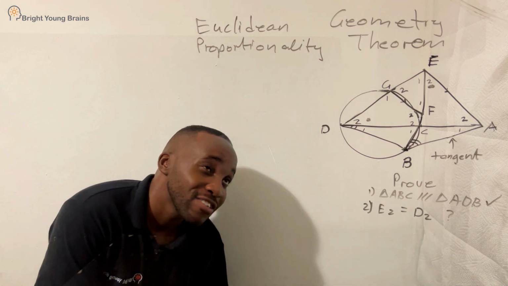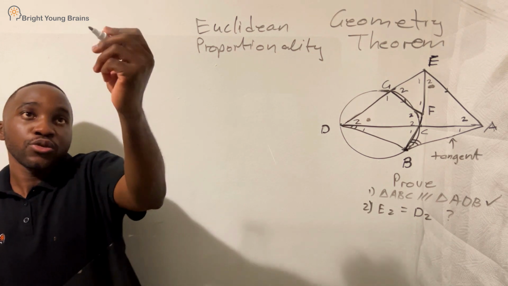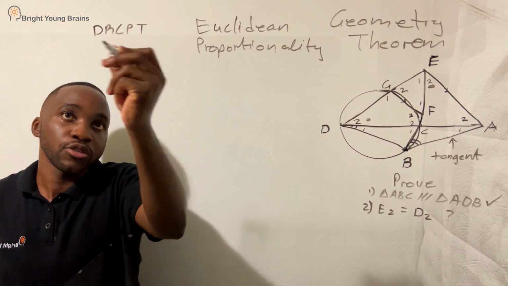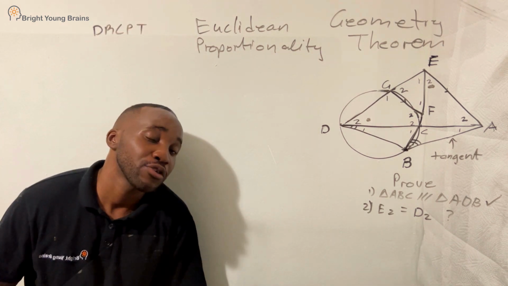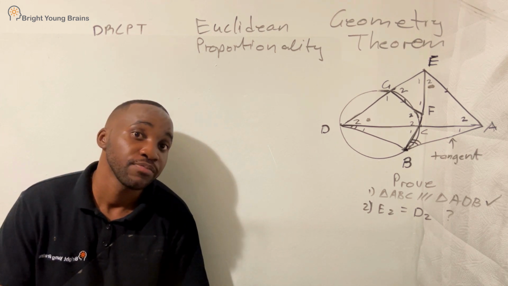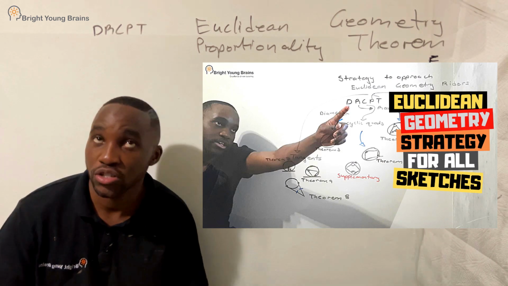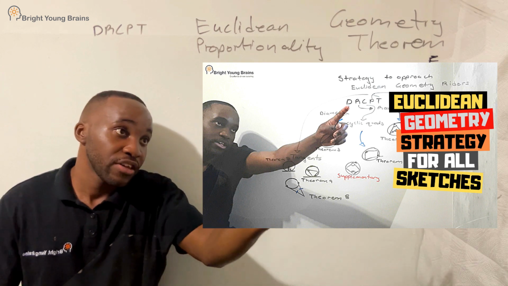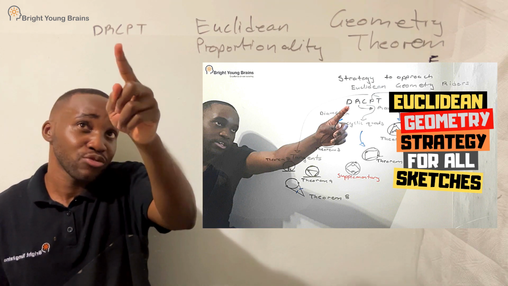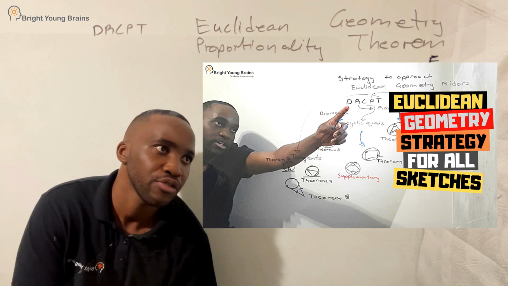With E2, and with all that we're going to have to do here, we need to think of our theorems, and the easiest way to remember our theorems is to remember Dr. Cape Town. If you're not familiar with Dr. Cape Town, there is a tutorial on this channel labeled Strategies to Approach Euclidean Geometry Riders, where we lay out the idea that you have to look out for things like diameters, radiuses, cyclic quads, parallel lines, and tangents to help you remember your theorems.